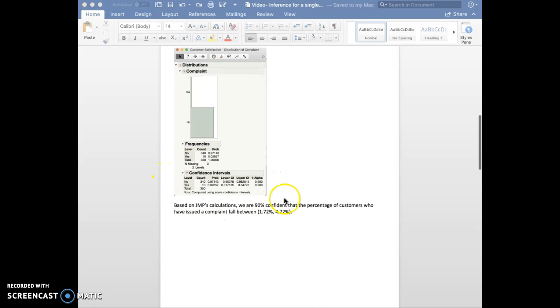Next, if you look at this portion down here, I have set my confidence level at 90%. And based on JMP's calculations, we are 90% confident that the percentage of customers who have issued a complaint falls between 1.72% and 4.72%, as seen in this row under yes, the lower confidence interval and the upper confidence interval.